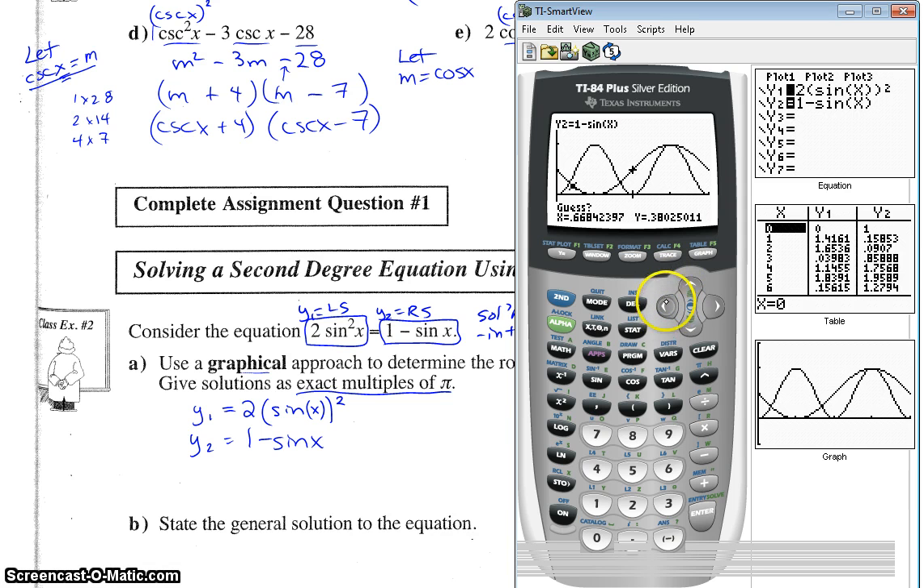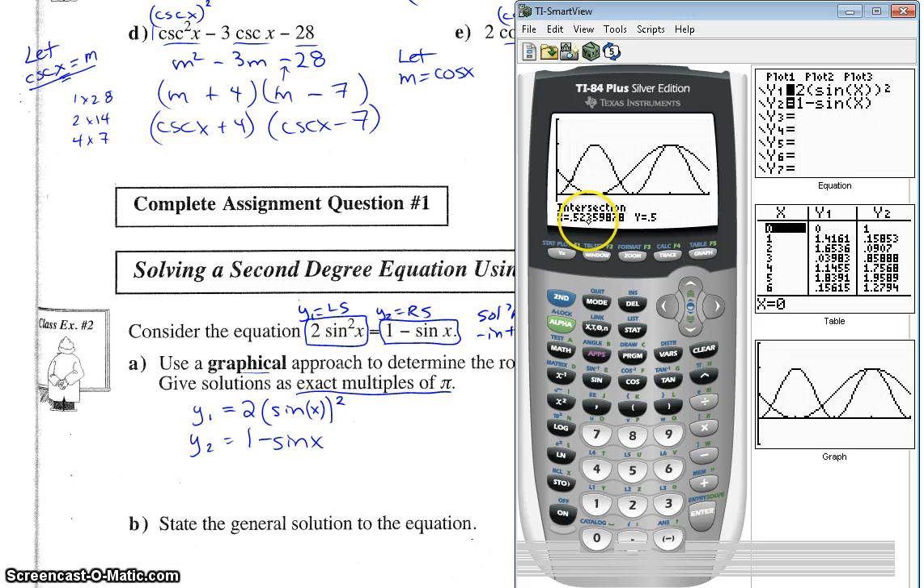Alrighty. Okay, so guess. As long as you're close to that first intersection point, hit enter. It should find it. And there we go. Look at that ugly number for x. So how are we going to get that as an exact value? You know what's going on is we're in radian mode, and that number has pi in it. And of course, it's not going to be a nice number as a decimal when it has pi, because that's irrational.